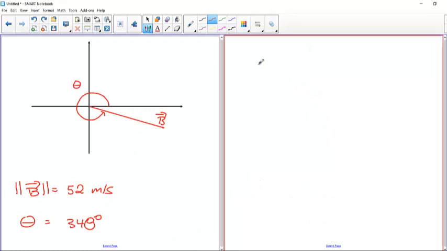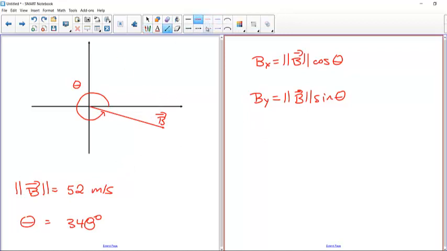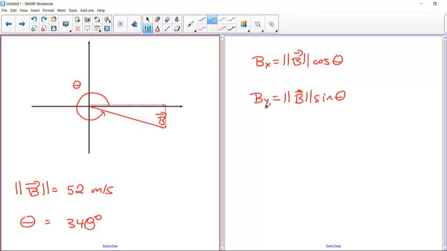Okay, so we're going to break it up into two components. We're going to have the x component, which is going to be equal to the magnitude of vector B times the cosine of theta. And b sub y is going to be equal to the magnitude of b times the sine of theta. Let's see if it works out as far as what we expect. Because if you think about this, the components are going to be positive x, but it's going to have a negative y component because the y is going to be pointing downward.